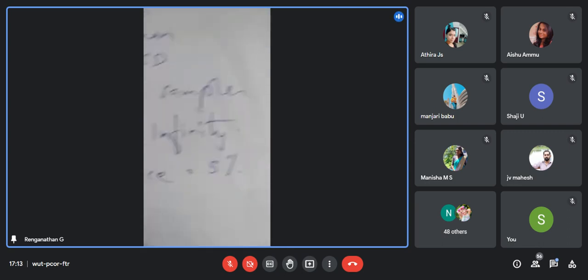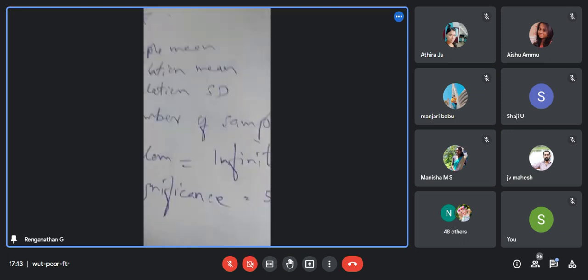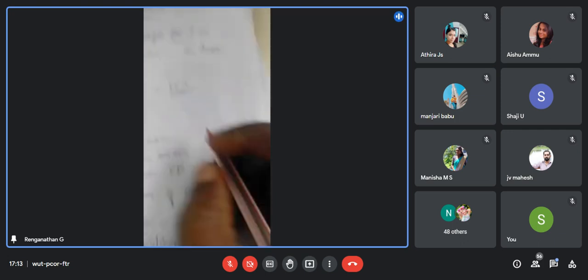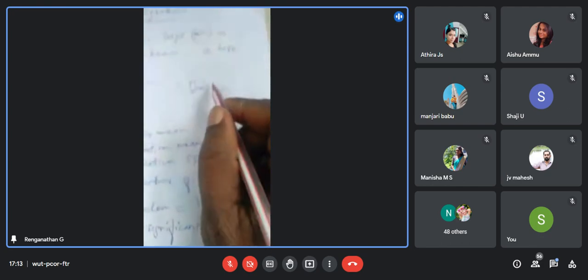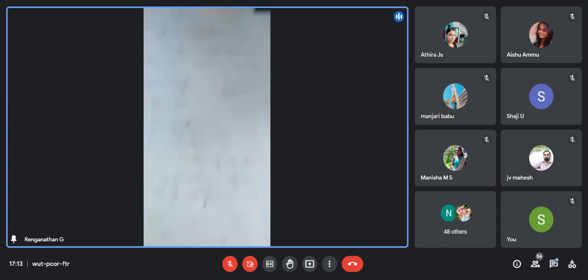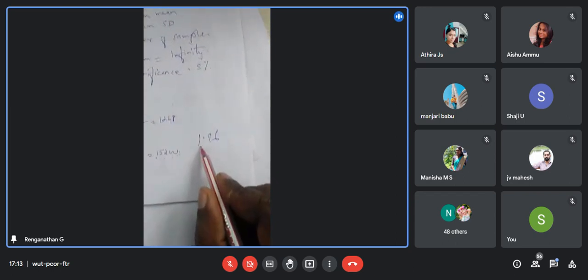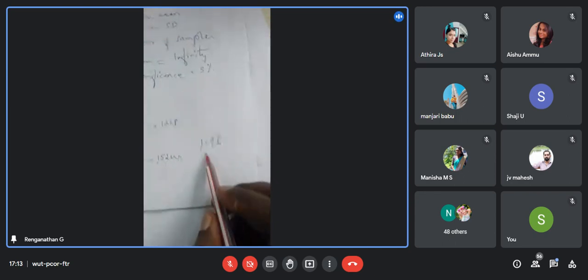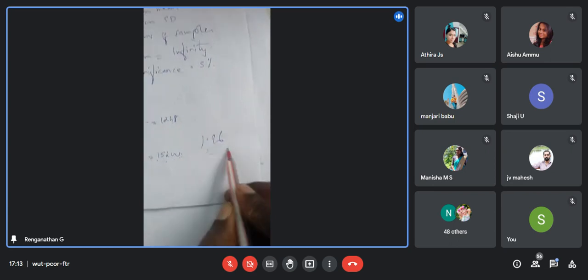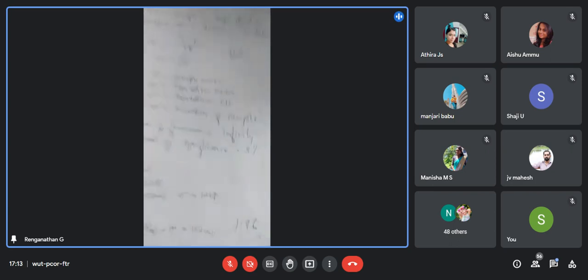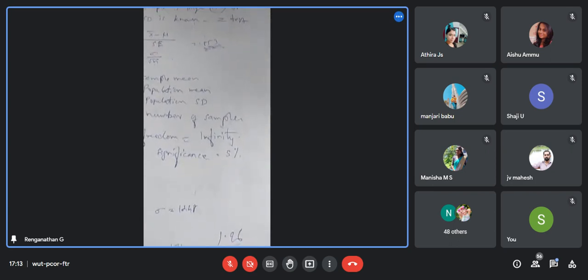1.96 is the table value. This value is called the table value. The first Z value you calculated is called the calculated value, which is 0.553. And you have to find out the table value. The table value of infinity at a 5% significance level is 1.96. Okay, so two values are there.